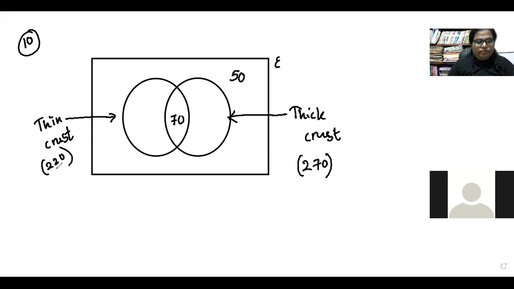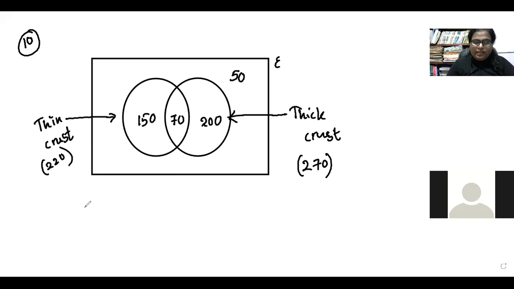You know that from 220 you have to subtract this intersection area to find the number of people who like thin crust only. So it becomes 150. And to find the people who like thick crust only, we have to subtract this 70 from 270, so there should be 200 people in this area.